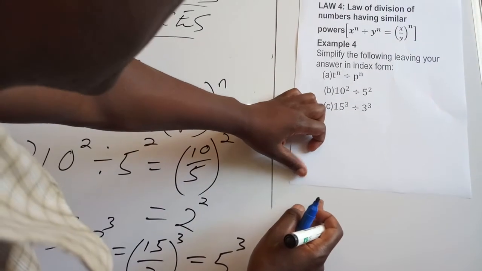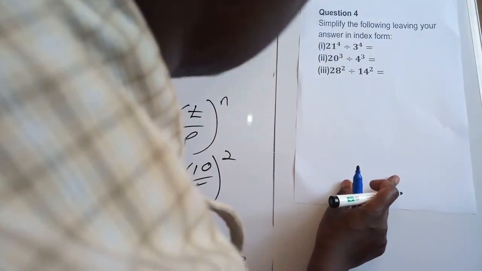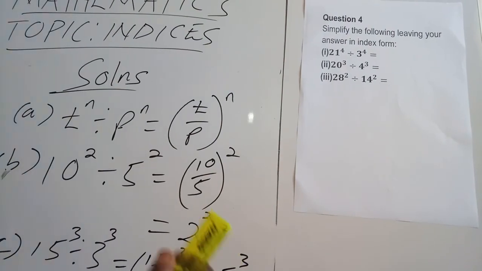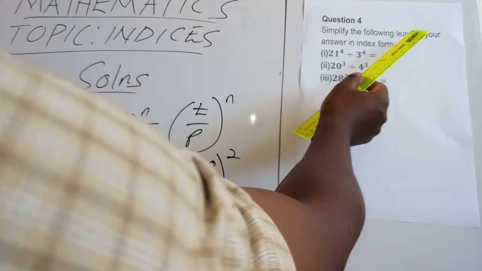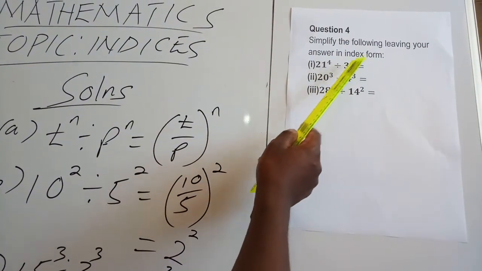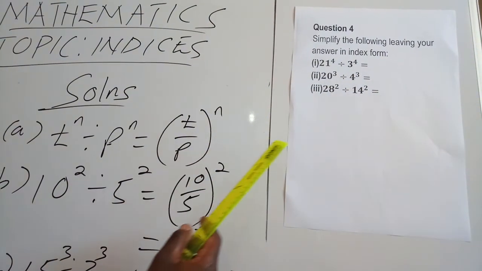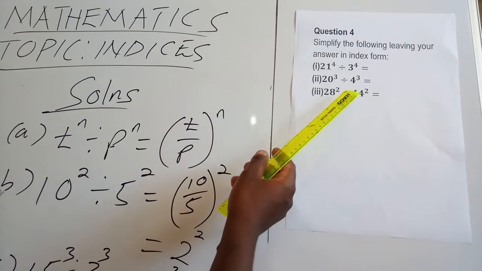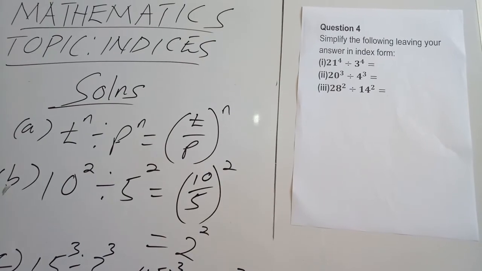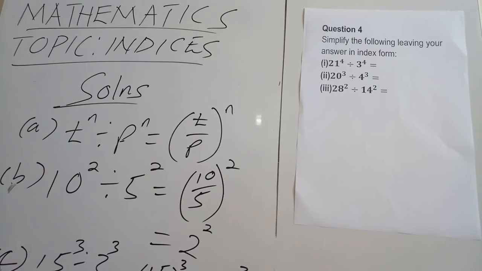Now, to make sure you are comfortable with the fourth law, attempt this as your assignment. Simplify the following, leaving your answer in index form. 21 power 4 divided by 3 power 4. 20 power 3 divided by 4 power 3. Lastly, 28 power 2 divided by 14 power 2. Let's meet in our next lesson to get the correct answers and to proceed to the fifth law.